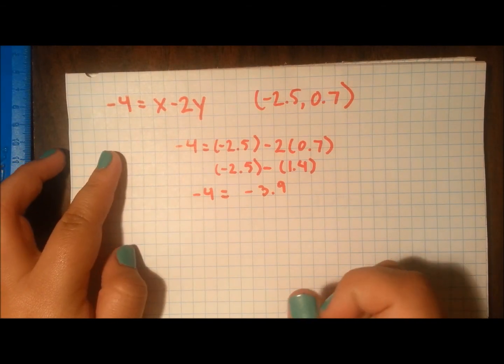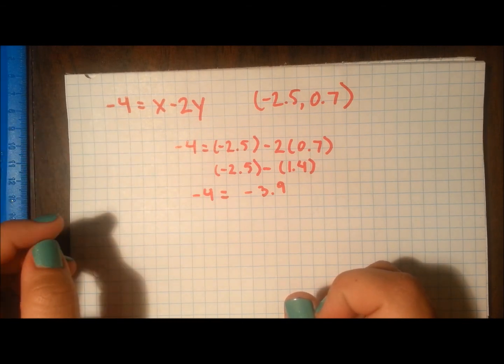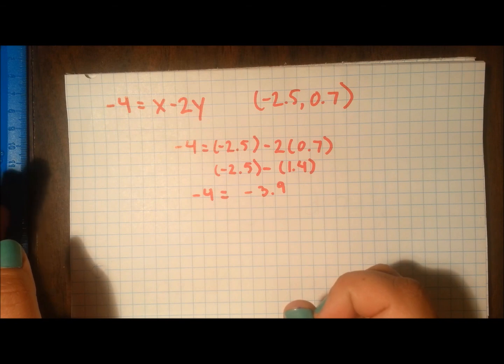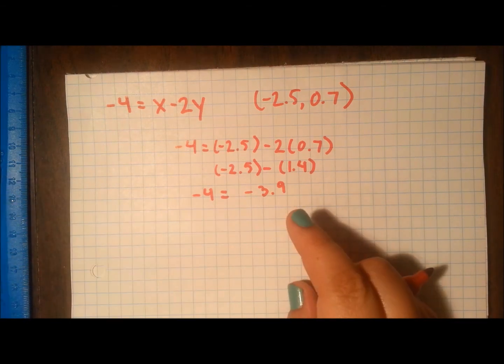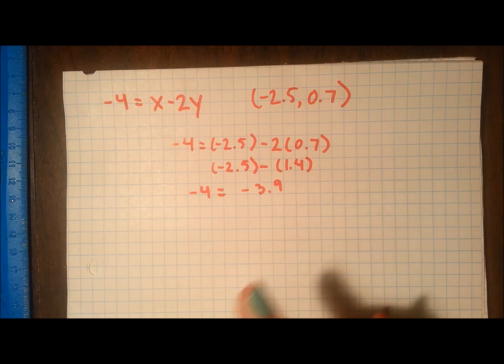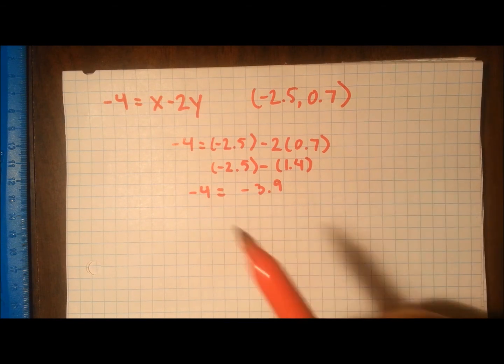So if you're given a graph with a line on it for this equation, it would be very easy to confuse negative 3.9 for negative 4. But you have to be sure and plug the ordered pair into the equation to be positive. So no, this ordered pair is not part of that line.